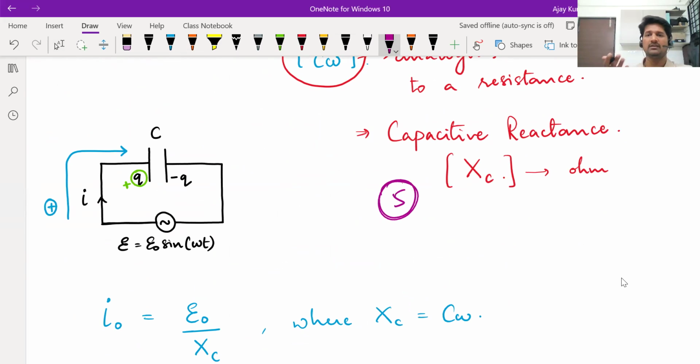Try to recollect the meaning of capacitive reactance. Don't blindly remember. I'm sure you all must have heard these things in your school when you went through this chapter. But clearly you don't remember much. That is because you don't do the derivations on your own. You don't try to understand the meaning of things. So physics requires a little bit of patience.